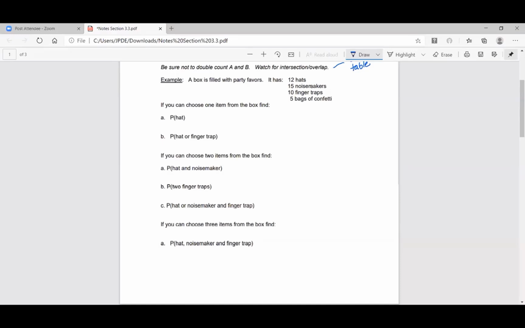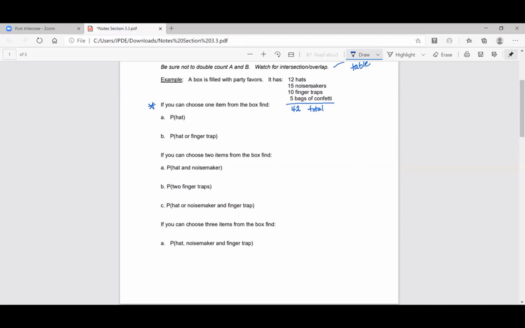So this first one says we have a box and it's filled with party favors. It has 12 hats, 15 noisemakers, 10 finger traps, and 5 bags of confetti. So we can see here what's in that box of party favors. I think it would also be helpful to get the total. So that's what, 27, 37, 42. So now, first thing we're going to look at, if we can choose one item from the box.